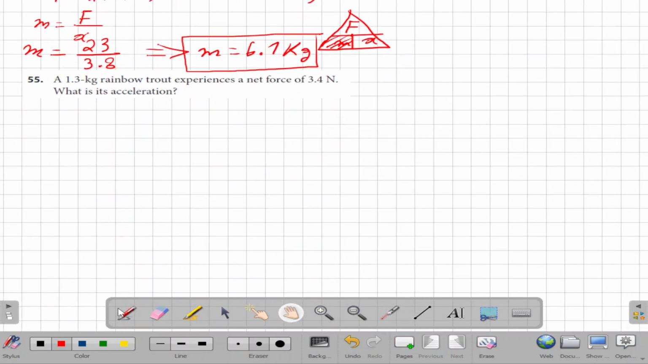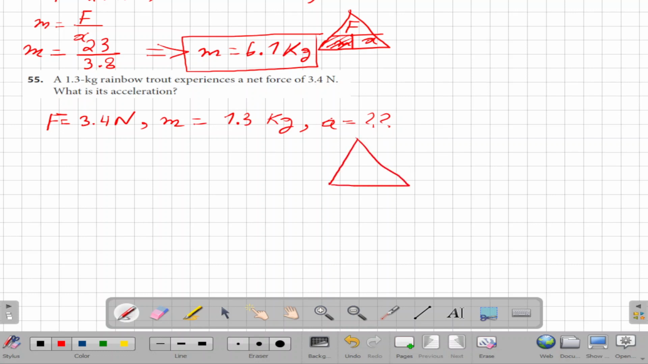A 1.3 kilogram rainbow trout experiences a net force of 3.4 Newton. So we have the force is 3.4 Newton, and we have the mass of this object. Mass is equal to 1.3 kilogram. We need to find in this case the acceleration of this object. Also, since we are dealing with the three quantities, force, mass and acceleration, we need to apply Newton's second law. We know that Newton's second law is given by this triangle, F, M, A.